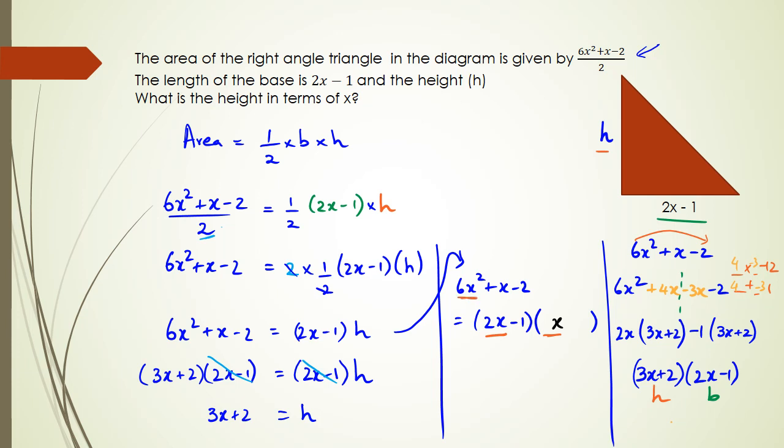The only combination that's possible is if this number is 3, because then you'd have 2x times 3x equal to 6x squared. As for the constant, which is negative 2 in this case, you've got to have negative 1 times whatever this number is, and that should equal negative 2. So in this case, negative 1 times plus 2 would equal negative 2. So this is another way of doing it, and you can straight away see that the height is 3x plus 2, which is also what we ended up getting here as well.